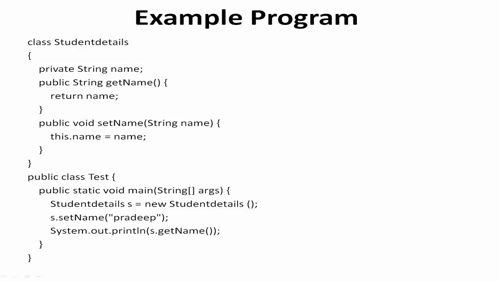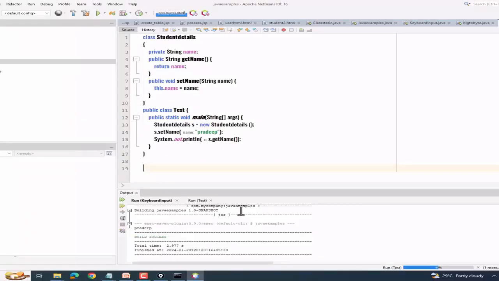Let us compile this program and see. Now it has shown the output. Pradeep is the output, even though you declared the string name as private. By using the setter and getter methods, you can access the particular data members and methods.